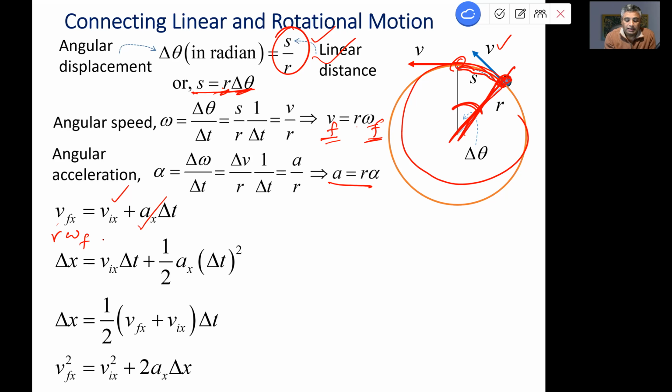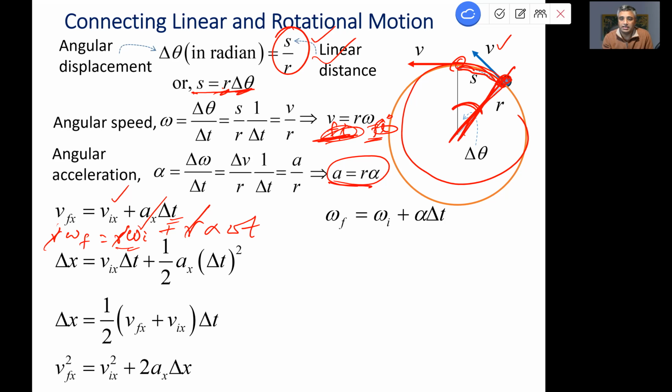And same thing here, R times omega_i now, right? V_i is R times omega_i. So I can replace f by i, and I can write like this. And the same thing goes with the acceleration. So acceleration becomes R times alpha, and time is the same for both kinds of motion. So you can see now there is R, there is R, there is R. So I can cancel those.